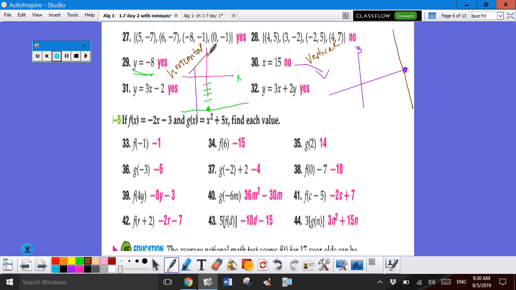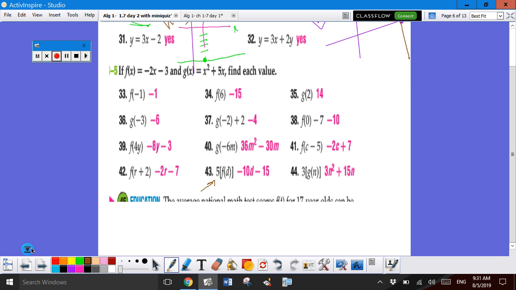We'll talk about that one here in just a second. I'll run through a couple of these. 41, -2c plus 7. And 42 is -2r minus 7. 43, -10d minus 15. Hey, there's a multiplication there. We'll talk about that one. And 44, 3n squared plus 15n. So let's go ahead and take a look at a couple of these.